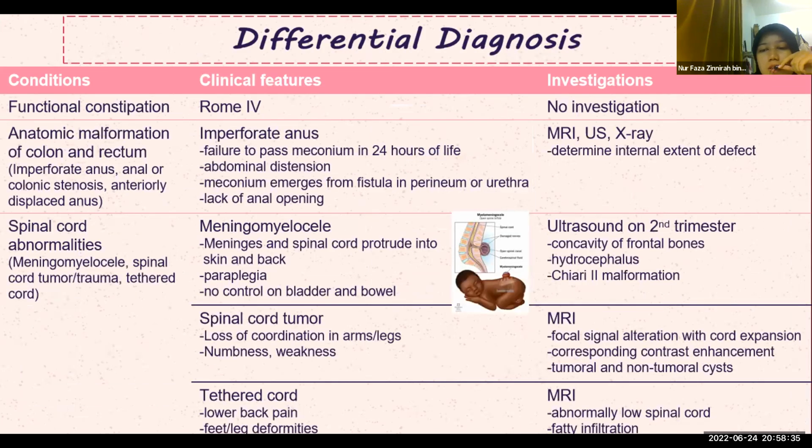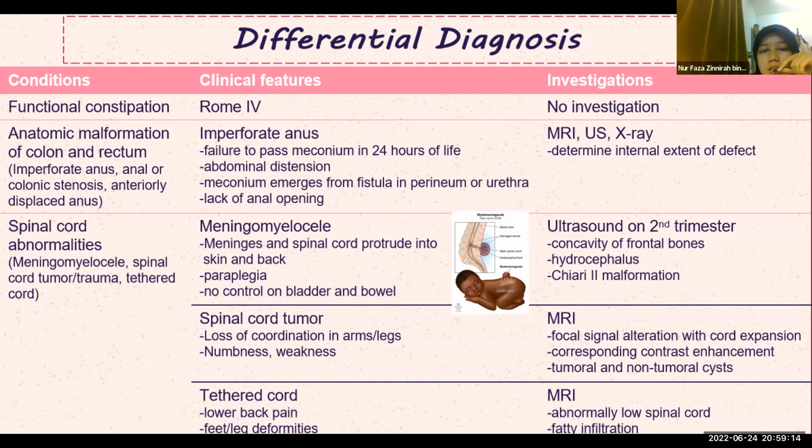So the differential diagnosis for constipation. The first one is functional constipation, so the clinical features should be made with the Rome criteria. And then second is anatomic malformation of the colon and rectum, for example imperforate anus. So the child can have a failure to pass meconium in 24 hours of life, there is abdominal distension. Then on physical examination, maybe we can see a fistula with meconium emerging from it, and there is a lack of an opening. So we can do MRI, ultrasound, and X-ray to determine the internal extent of the defect.